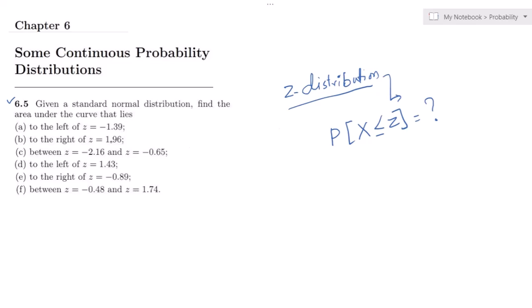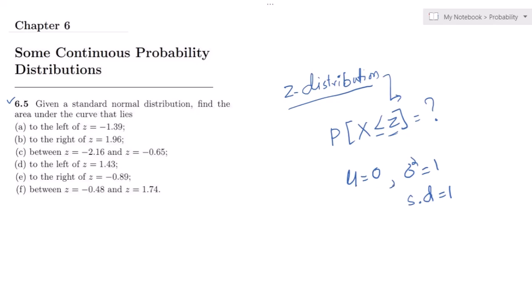So here we have all these parts of this question. What do we have to do? This z is the standard normal distribution, where the mean is 0 and the variance is 1, which gives a standard deviation that is also 1. So this is the standard normal distribution.